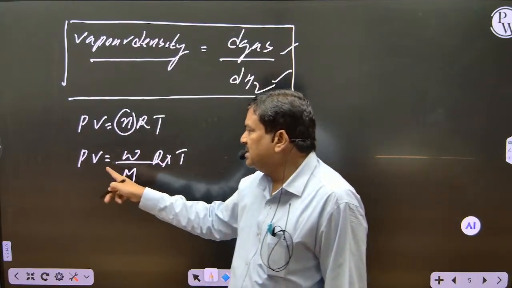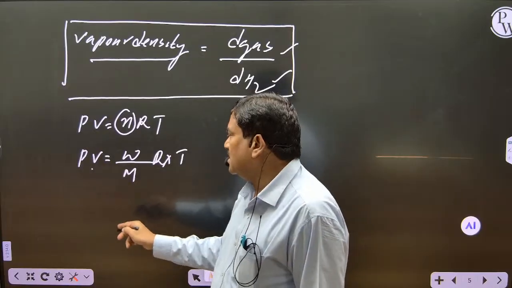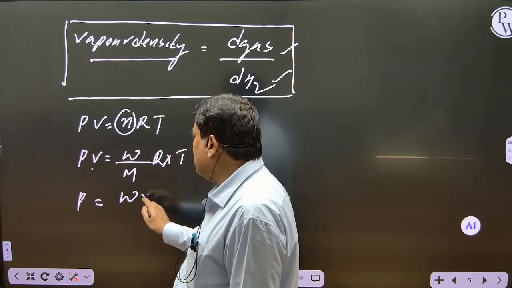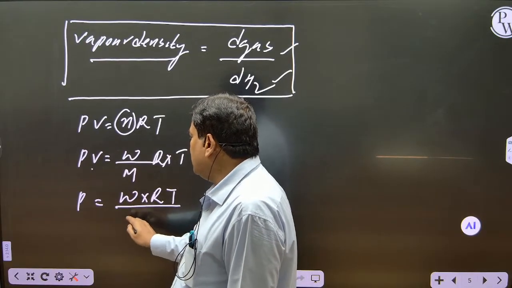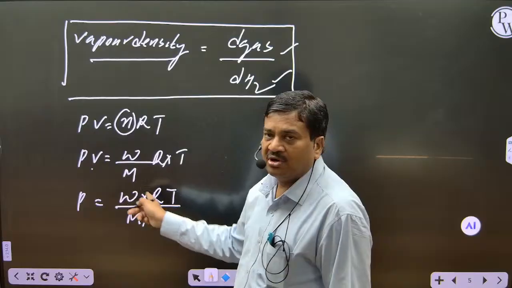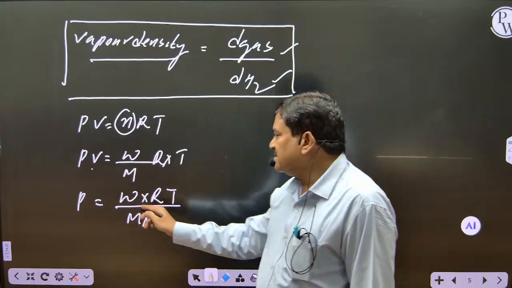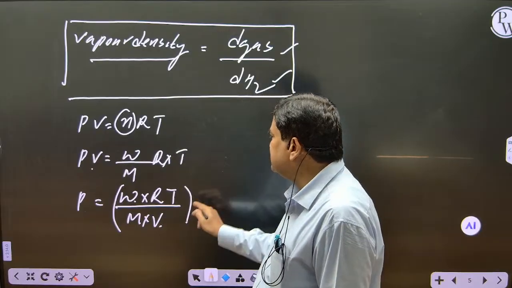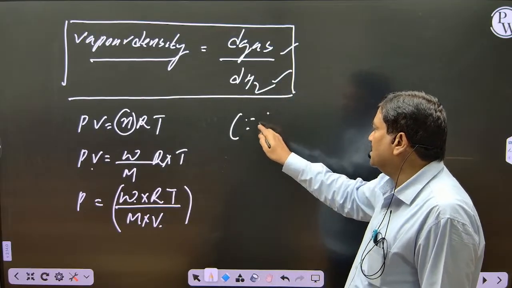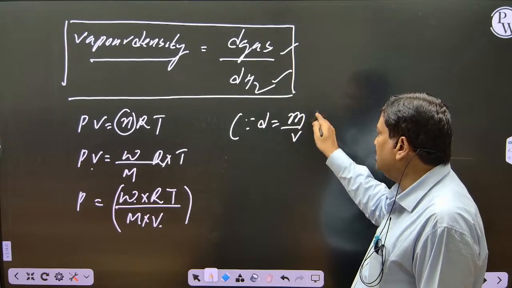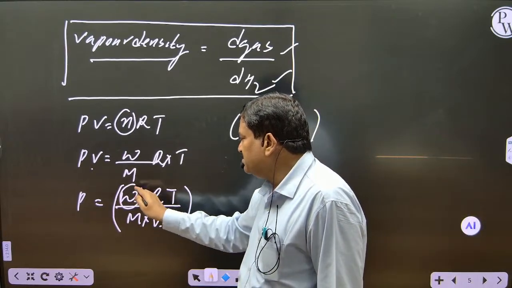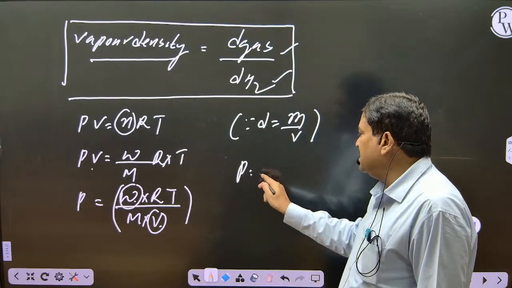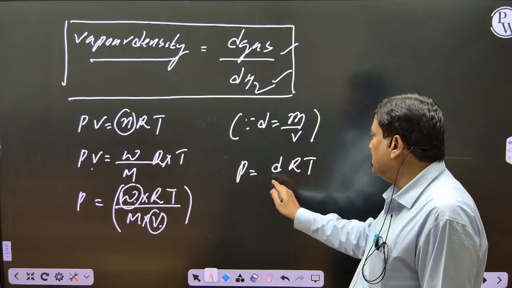Now bring this V to the denominator. So bring this towards the right side, then what we write is P is equal to WRT by M into V, correct? This V I brought to the right side. Now in place of mass by volume, what can I write, students? Density, since density is mass per unit volume, no? So finally we write P is equal to dRT by M.